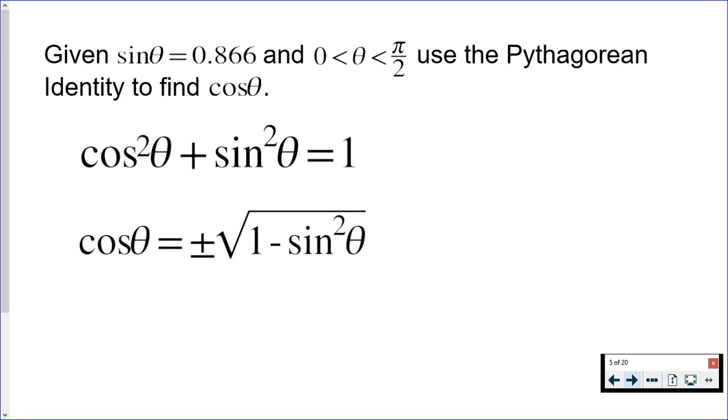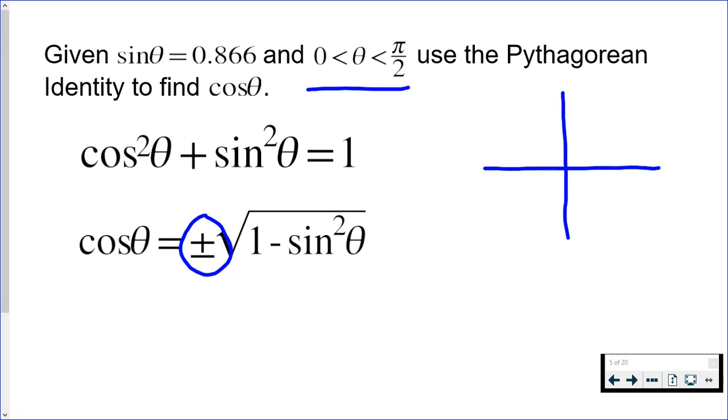When we solve the Pythagorean identity for cosine, we would move sine squared over, and then when we take the square root of both sides, you need to remember this plus or minus. Now, your final answer for this problem is not going to be plus or minus. You have to choose one or the other. And the way that we do that is this inequality. The inequality is telling us where the angle is located on our xy plane.